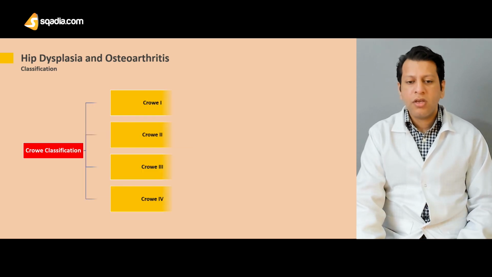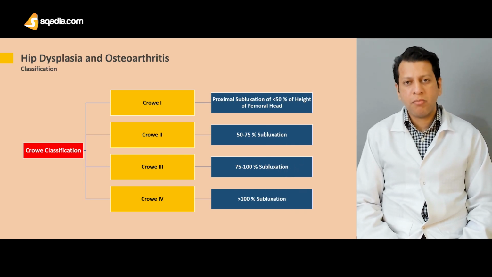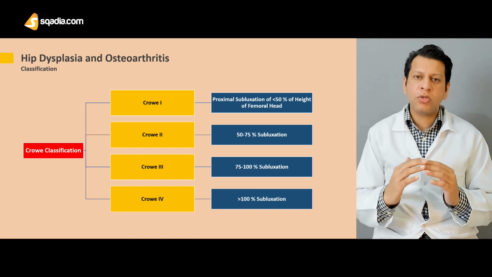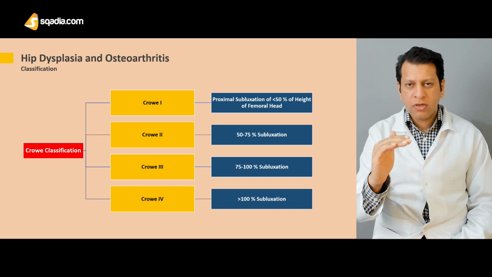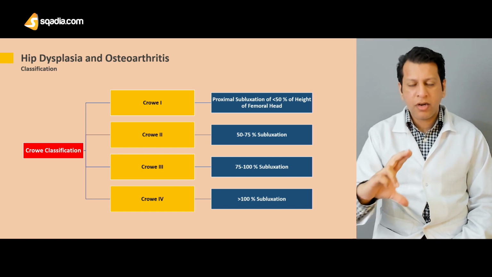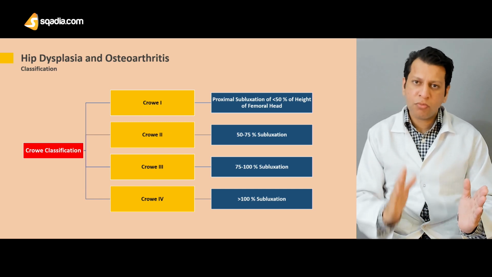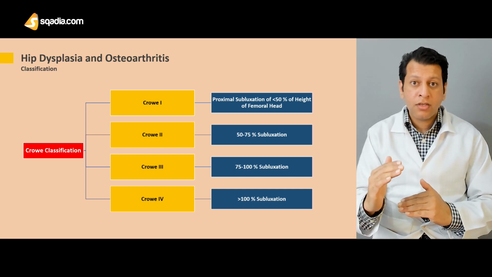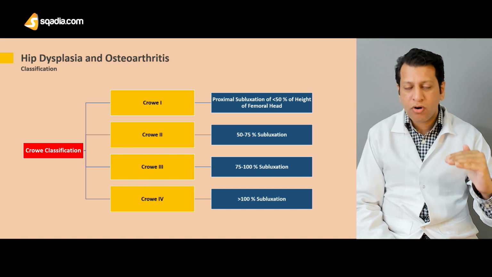Type 1 is in which the proximal subluxation is less than 50% of the height of the femoral head. And how do we calculate that height? We first calculate the total height from the highest point of the ala of the ilium to the lesser trochanter. If it is bilateral, we calculate it on both sides. But if one side is normal and the other is abnormal, we first calculate the length on the normal side. That is the actual length. Then we calculate the distance from the highest point of the femoral head to the lesser trochanter. This is the normal value.